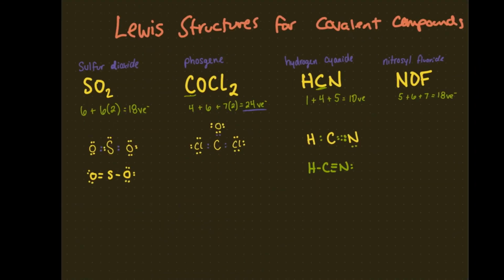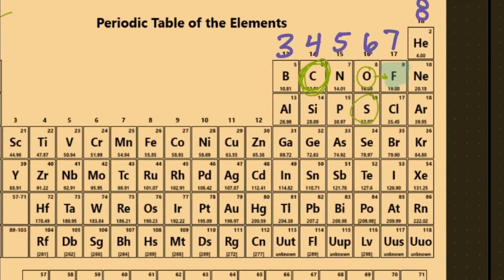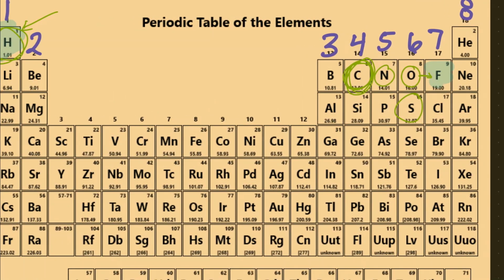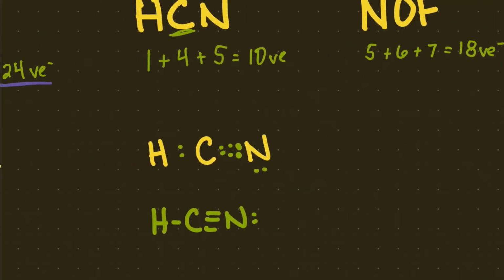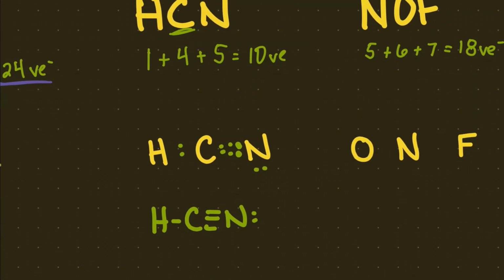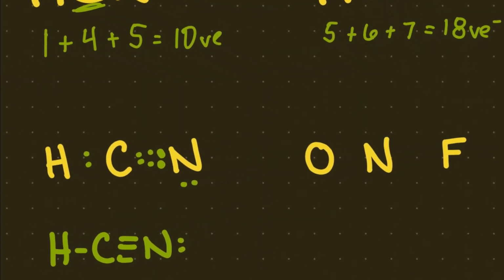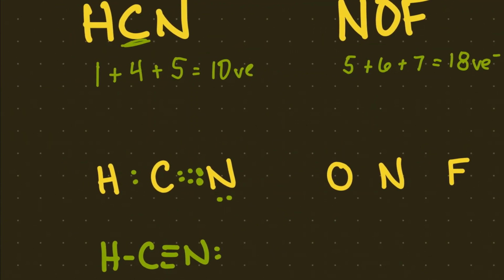Which one is the least electronegative, farthest from fluorine? That's going to be my N. So I'm going to put my N in the middle. My fluorine on this side and my oxygen over there. And then we can put in our bonding pairs. I've spent 4. I have 14 left. Let's go around. Give everyone an octet until we run out. 2, 4, 6, 8, 10, 12, 14.